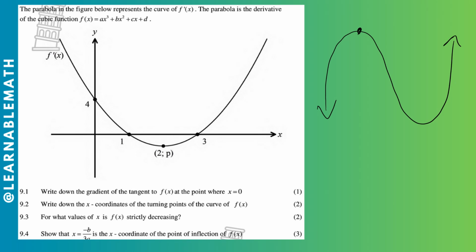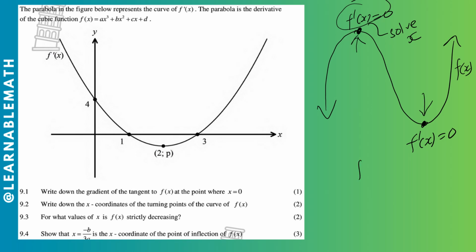Firstly, we know that at the turning point of a cubic function, this is f of x, the first derivative is equal to 0. First derivative is equal to 0 at the turning point of the cubic function. It means when you solve for those x values, the x-intercepts of the first derivative will give you the x values at the turning points. Okay, so that's how it's connected.